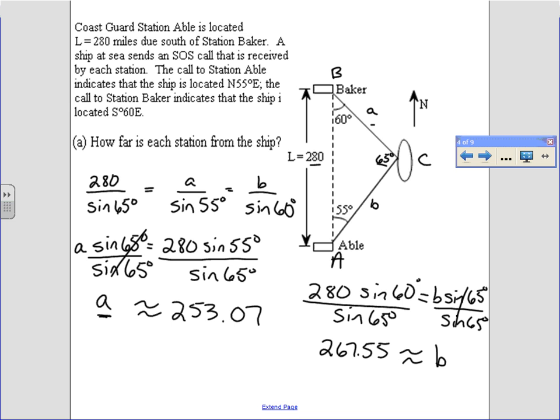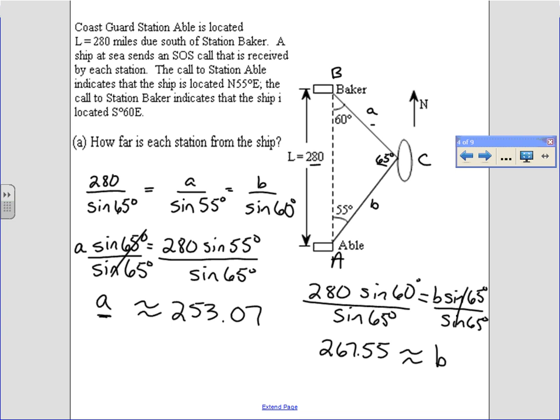So let's think about this realistically. Okay, which station should send help here? Able. Okay, because they could get there faster. So I think that's what the next question is going to ask. So I'm going to do this.